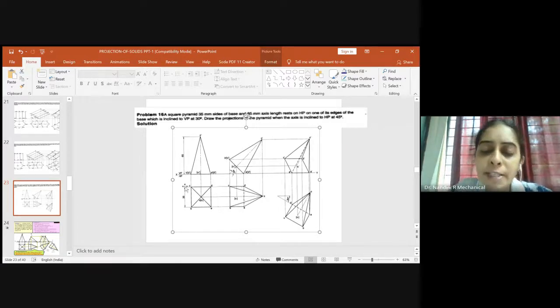Now as I told, the concept remains the same. The outer boundary of the pyramid will be visible. So please darken the outer boundary. The outer boundary is B to A to O to D, D to C and C to B. So this is our outer boundary which is visible. So we darkened it.